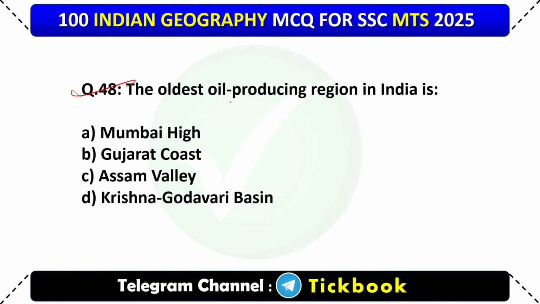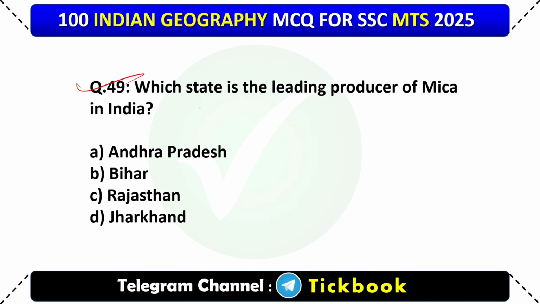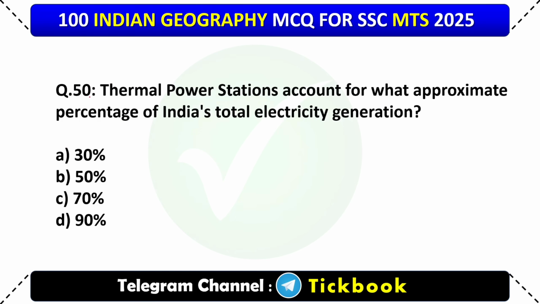48. The oldest oil producing region in India is. Option number C, Assam Valley. 49. Which state is the leading producer of mica in India? Option number A, Andhra Pradesh.